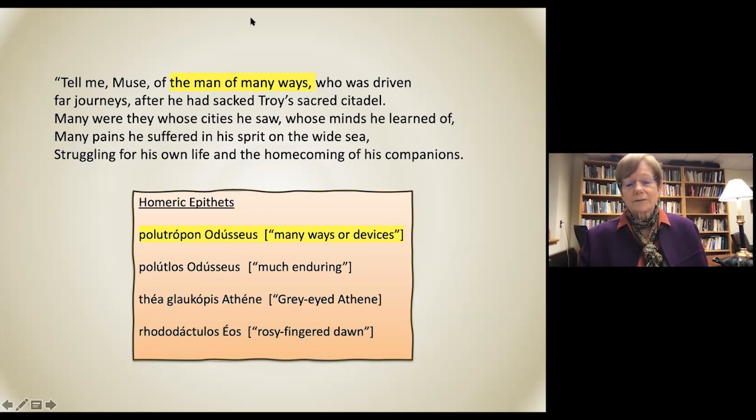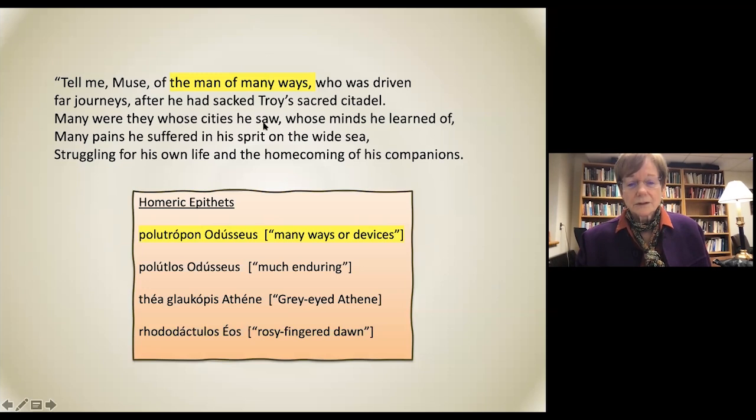You see an epithet for Odysseus in the first line here, the man of many ways. And that in Greek is polutropon Odysseus. And so the reason I'm familiarizing you with the poetic line is that these epithets are designed to fit into it in various places. Polutropon Odysseus assumes a long syllable before the first word, and then it slots right into that part of the line.